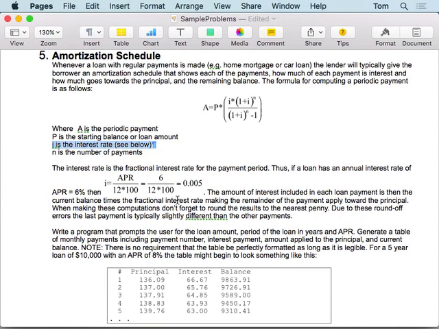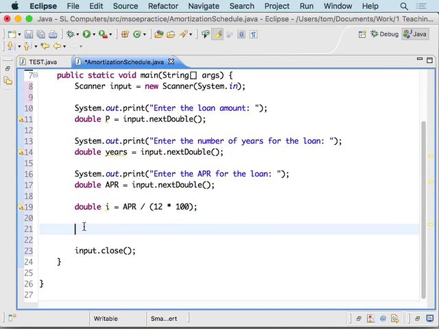Going back to here, N is the number of payments. So the assumption here is that we're paying every month. And so N is going to equal the number of years that I'm paying this for times 12 months per year, basically. Okay? So that's my number of payments. If I wanted to comment this, I would say interest rate.